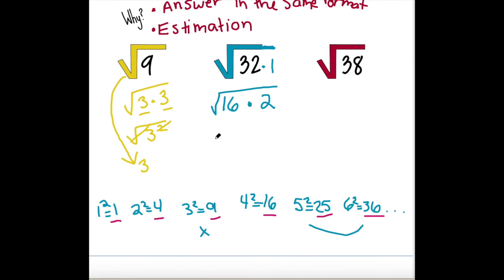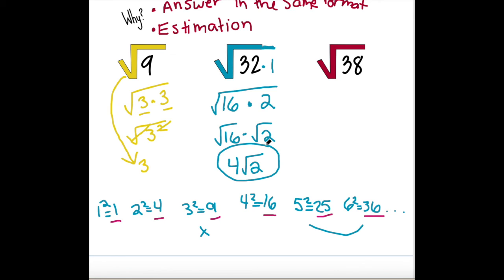Now I can go ahead and split my square roots apart. Square root of 16 times the square root of 2. The square root of 16 is 4, and the square root of 2 is going to be an irrational number. So 4 square root of 2 is our final answer. Note that we got to the same simplified value as when we did the two-step process.